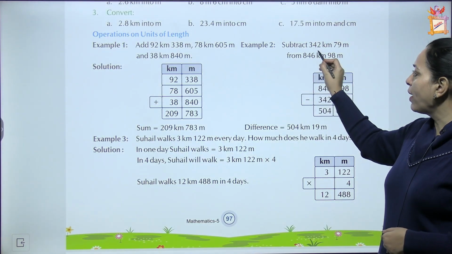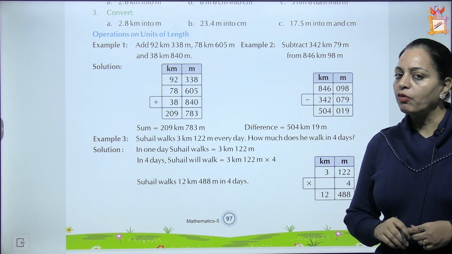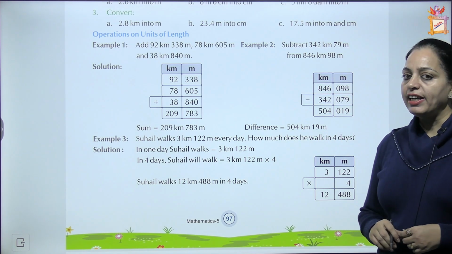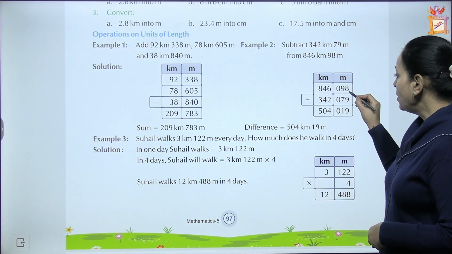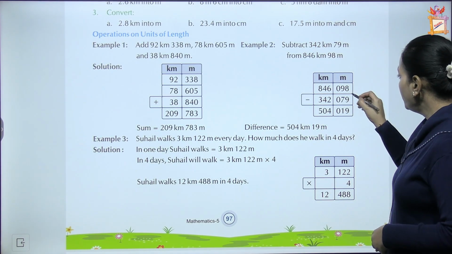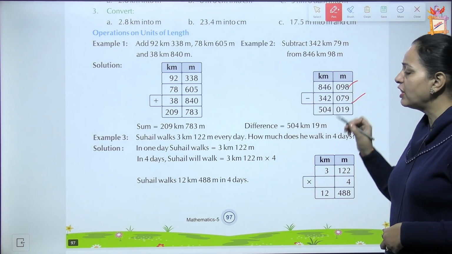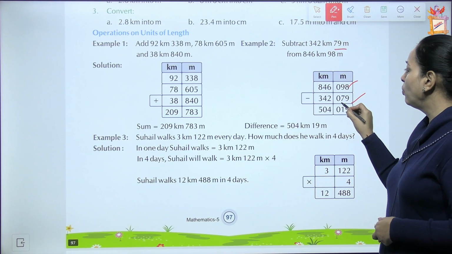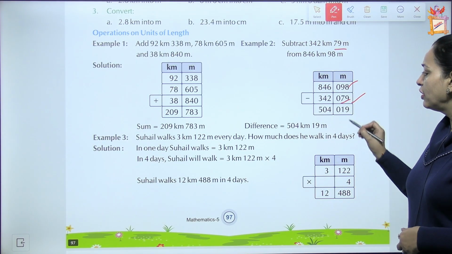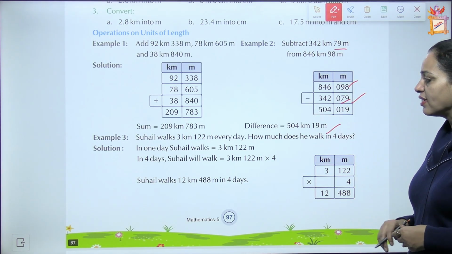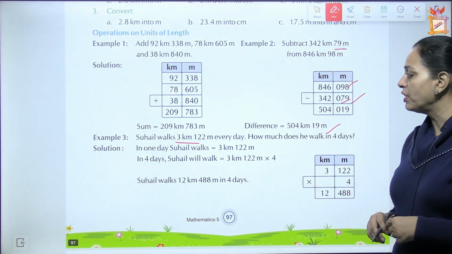Now this example, subtract 342 kilometer 79 meter from 846 kilometer 98 meter. 1 kilometer equals 1000 meter. So the meter part, the digits of meter, it should be 3 digits, right? So here 98, you will write 098, and 79 you will write 079. Now write the digits properly and then do the subtraction. This is the answer.